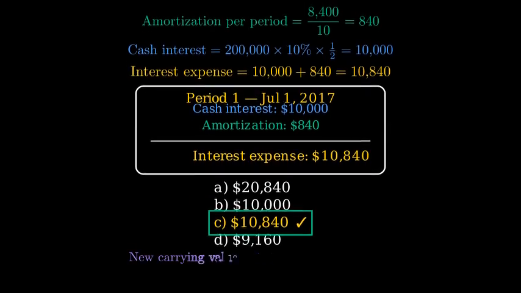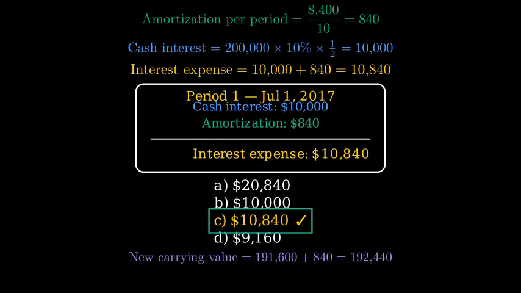$10,840. A quick intuition check. Because the bonds were issued at a discount, the carrying value increases by $840 each period as we amortize the discount. That is consistent with our straight line result.